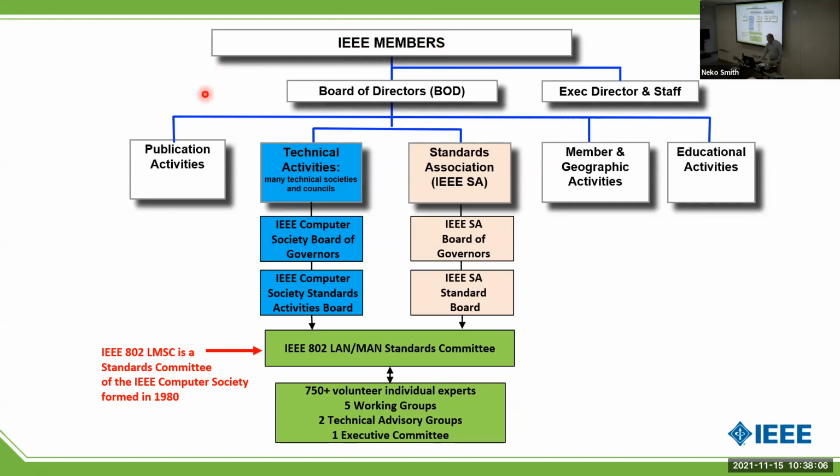The way it's organized is there are 5 major organizational units. There's publications, those are the journals and magazines. There's technical activities, which is the various societies and councils that have a focus on a particular field of interest. Standards Association that's responsible for oversight over the standardization process. And this is where you guys are probably most familiar, the MGA, the member and geographic activities that oversee the chapters in the various areas of the world. And then we have educational activities.